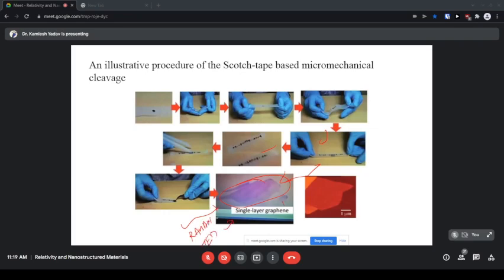For this you have to take Raman spectra or STM spectra, etc. Then you can tell that yes, this is a single layer of graphene.